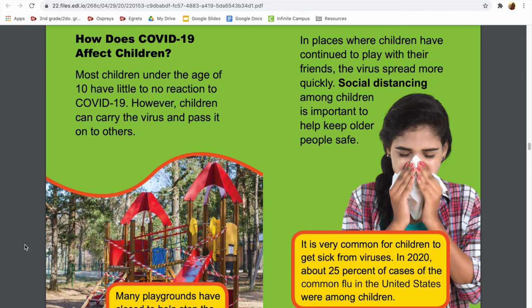How does COVID-19 affect children? Most children under the age of 10 have little to no reaction to COVID-19. However, children can carry the virus and pass it on to others. In places where children have continued to play with their friends, the virus spread more quickly. Social distancing amongst children is important to help keep older people safe.